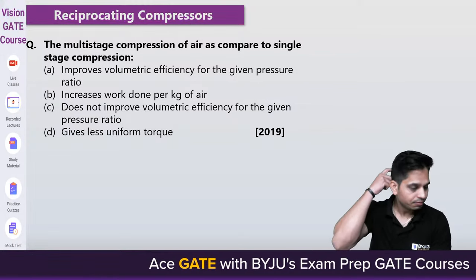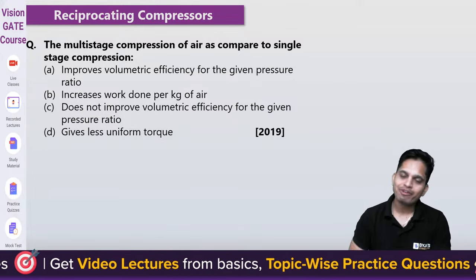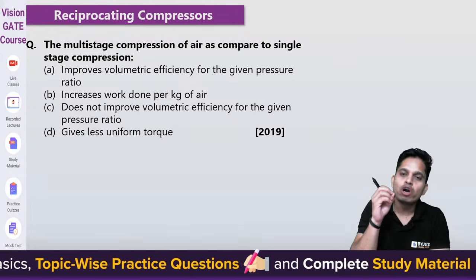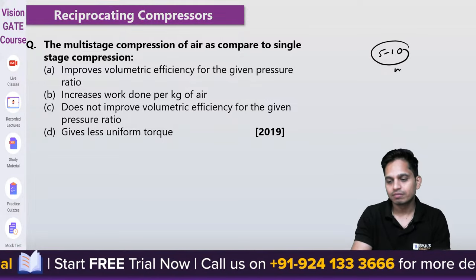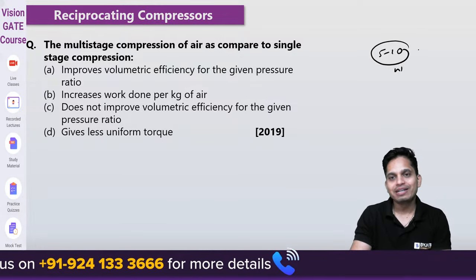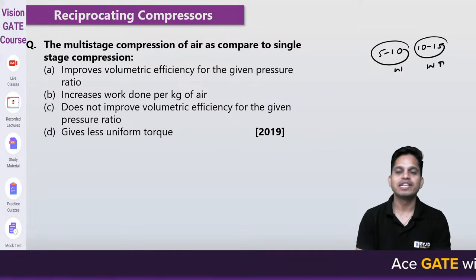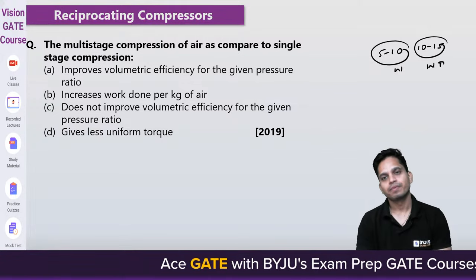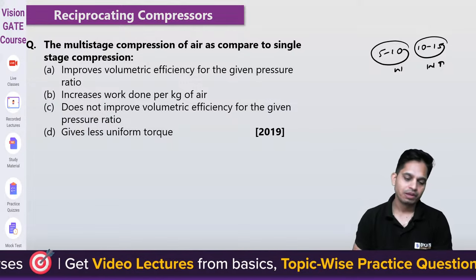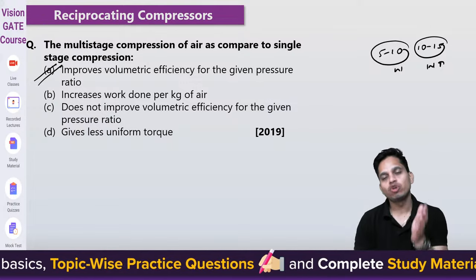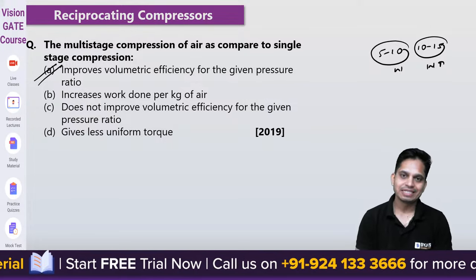The work will also increase the higher you go. For example, going from 5 to 10 bar requires less work, but between 10 to 15 it will take more work, for the same pressure ratio. The pressure difference matters. That is also reduced, but the option says increases. Yes, the main reason is to improve volumetric efficiency, because at higher pressure, okay.